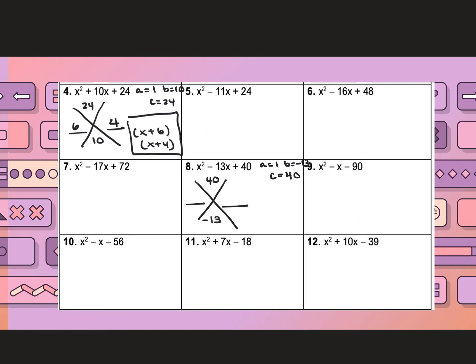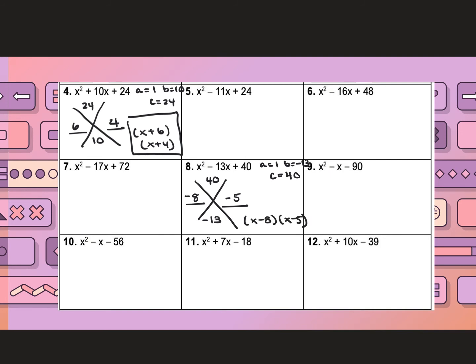All right, so now we're getting into some negatives here. So I want two numbers that when I multiply give me a positive 40, that when I add them together give me a negative 13. That is going to be negative 8 and negative 5. Therefore, my factors are going to be x minus 8 and x minus 5.